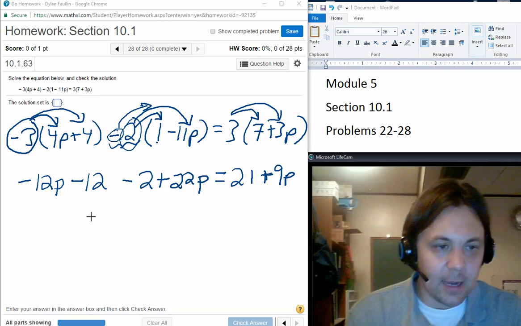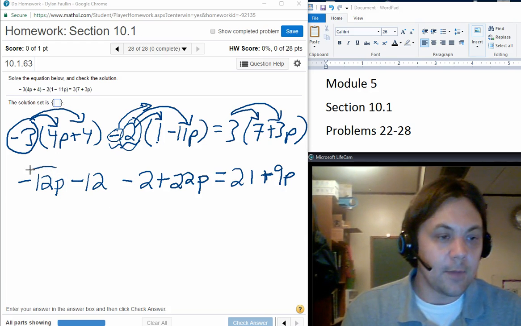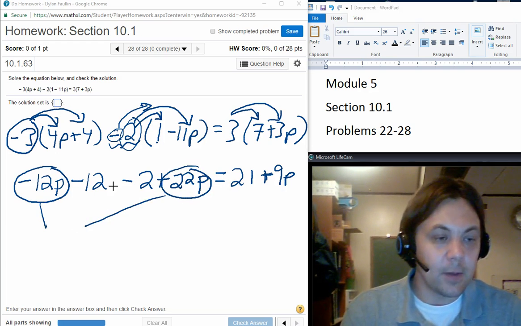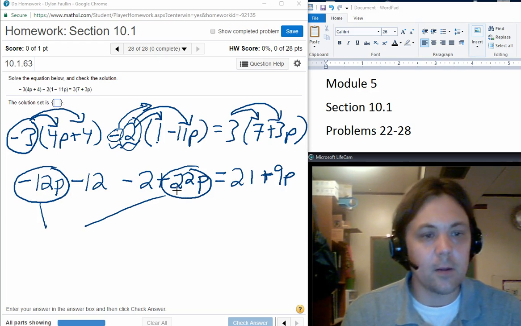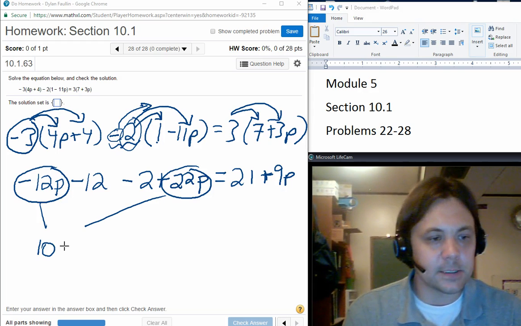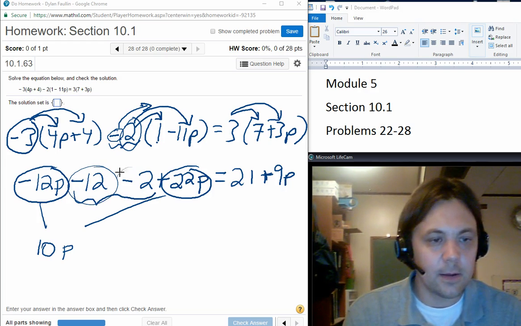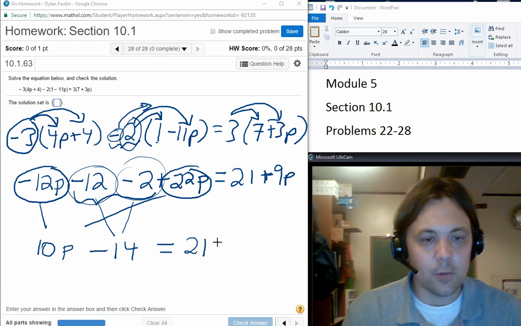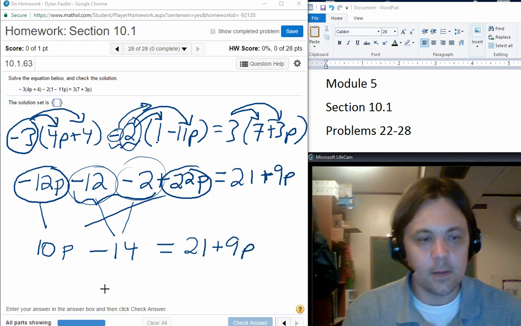Before we start moving things from one side of the equation to the other, we need to simplify what we're dealing with over here. So on the left-hand side, we'll combine like terms. We have negative 12p plus 22p. These are like terms, and we can combine those together. Negative 12 plus 22 is going to be 10, positive 10. The variable part just gets copied down. So we just copy down the p. And then these two terms are like terms. Negative 12 minus 2 combined together to give me negative 14. So I'll write a minus 14 there. Equals 21 plus 9p. All right.